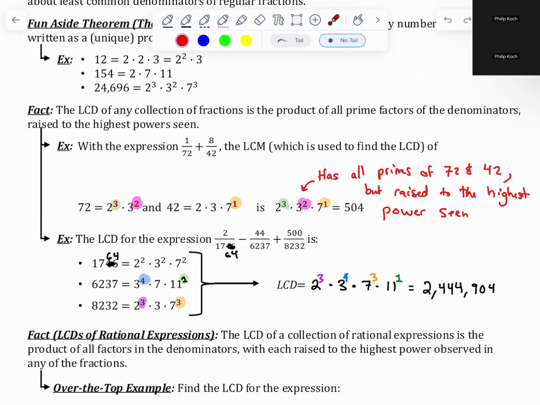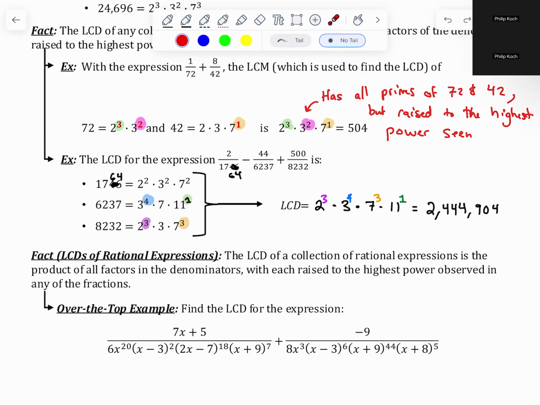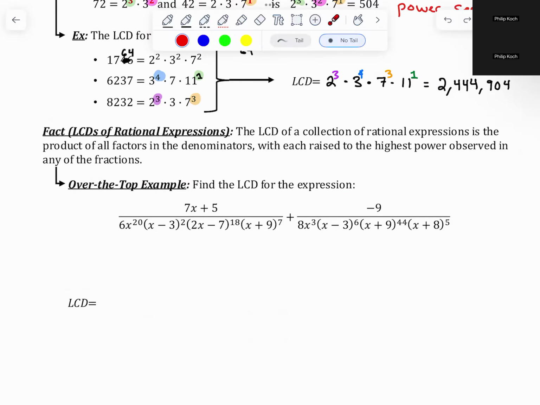So if we think about that and realize that numbers are just very basic polynomials, the idea can be abstracted. To find the LCD of a collection of rational expressions, it's the product of all the factors that you see in the denominators, but raised to the highest power observed in all the fractions. So this is an over-the-top example to find out the LCD. This was not a problem that we want to do by ourselves, because trying to add these two things together would be obnoxious.